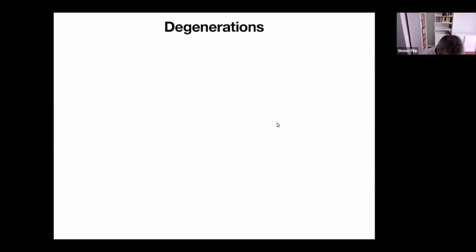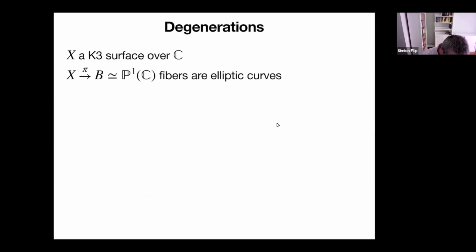All right. So as I said, I was going to be interested in the metrics and what's happening to the metrics. So how do they degenerate? The typical situation that people study is the following. You have your surface X, and you have a complex one-dimensional base B, which will have to be isomorphic to the complex line. And so you have a picture that looks like this geometrically.